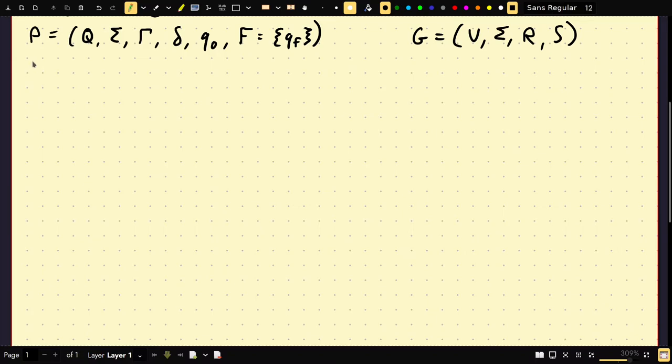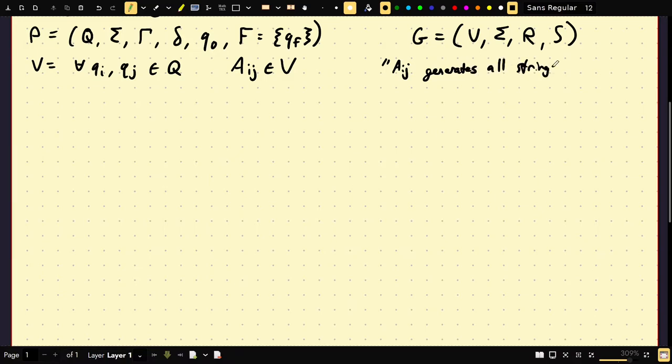So what I'm going to say is V is going to be, for all Qi, Qj in Q, so for each pair, A_ij is in V. So we define a non-terminal for each pair of states in Q. And informally, A_ij generates all strings which could take P from Qi to Qj internally.